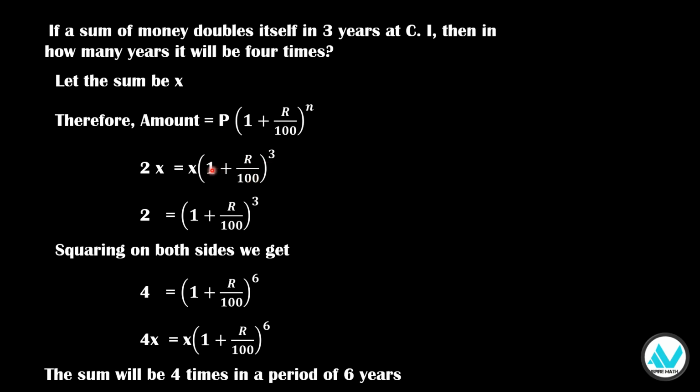Now if I cancel x and x, I am left with 2 equal to (1 + R/100)^3. Now my question is, in how many years it will become 4 times? So only if I square, I'll get 4 here. So let me square on both sides. So I get 4 equal to (1 + R/100)^6 because 3 twos are 6. Now let me multiply on both sides by x. I get 4x equal to x into (1 + R/100)^6. Now my amount has become 4 times the sum. Therefore, the sum will become 4 times in a period of 6 years.